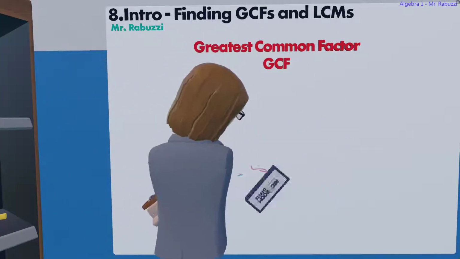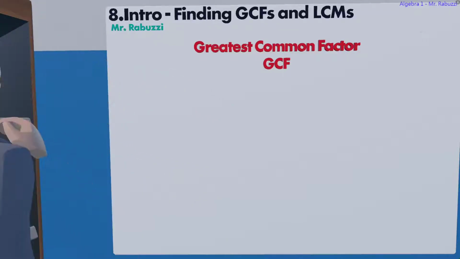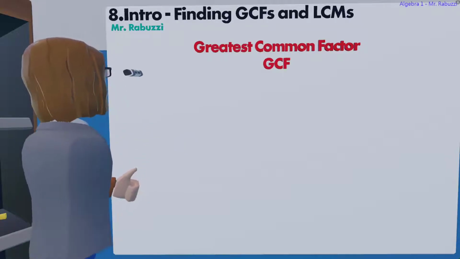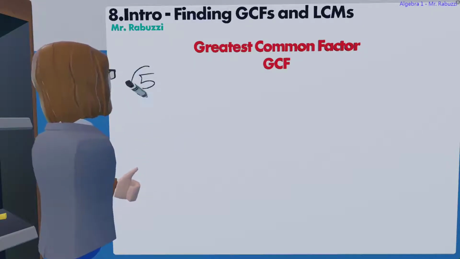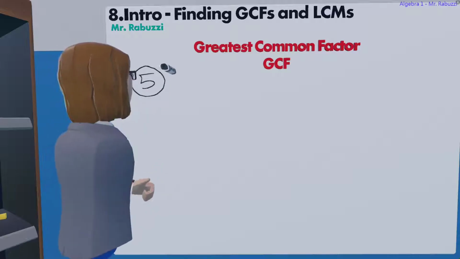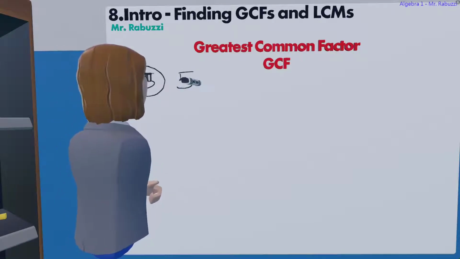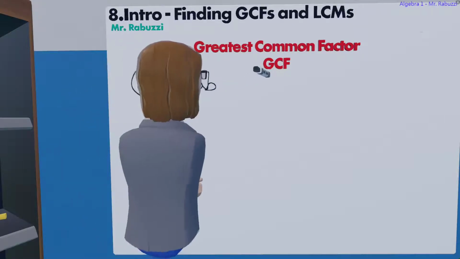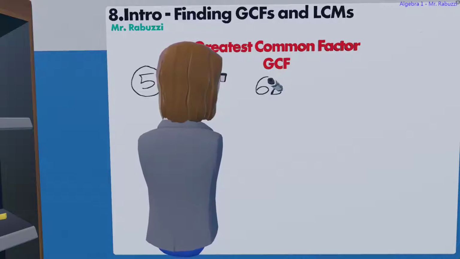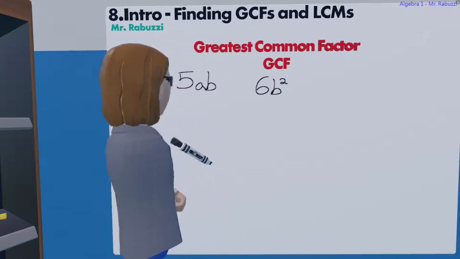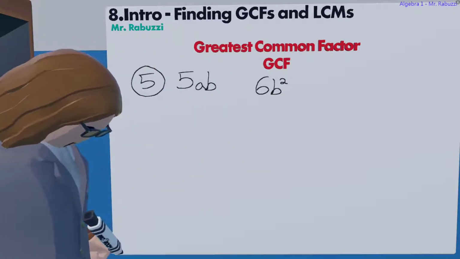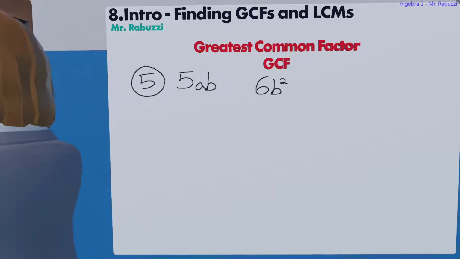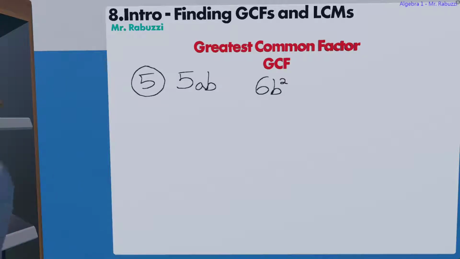Okay, one more time, we're going to find the greatest common factor. This is number 5 on the same page, if you want to follow along. Our two monomials are 5ab and 6b squared. Okay. Let's factor them out, if I can find my red pen. There it is.